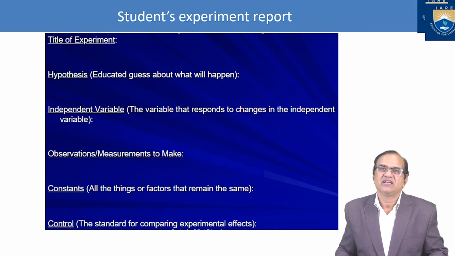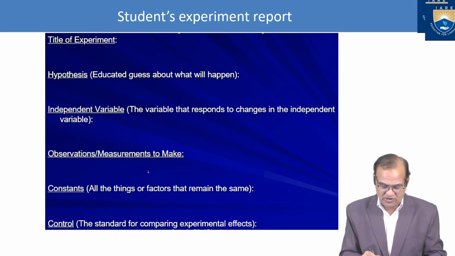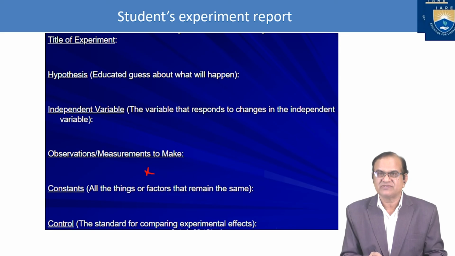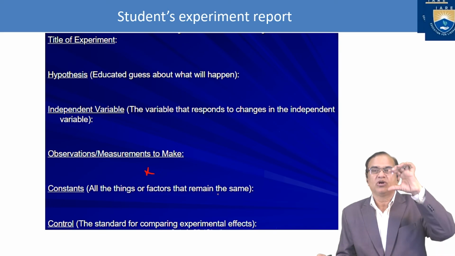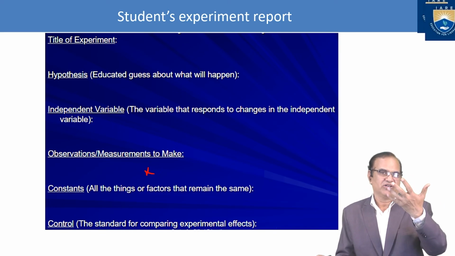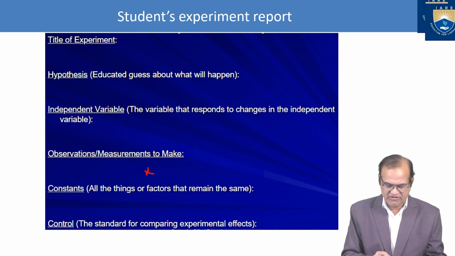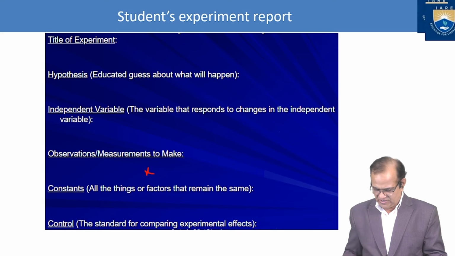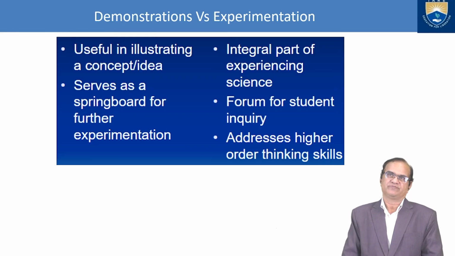Then observations and measures to make. What observations you have to make, you have to write down here. Constants: what constants you have observed? All the factors that remain the same, like your atmospheric pressure, humidity, or other conditions, are constant. Control is the standard for comparing experimental effect. So these things you have to write in this type of report.